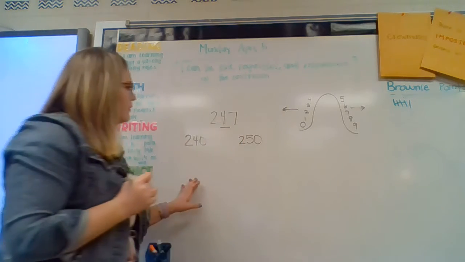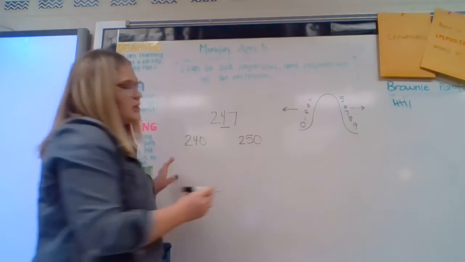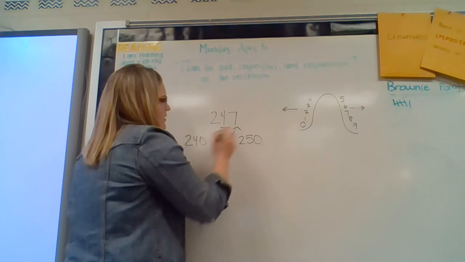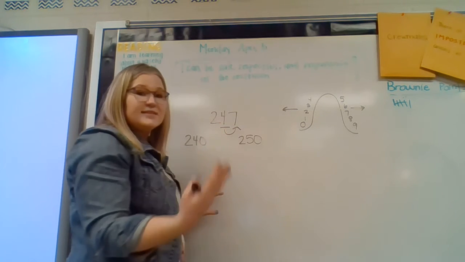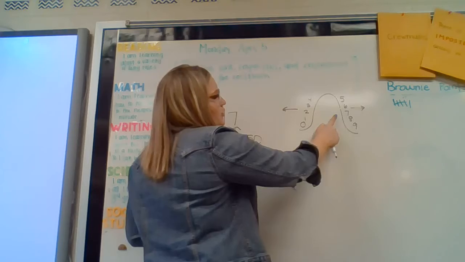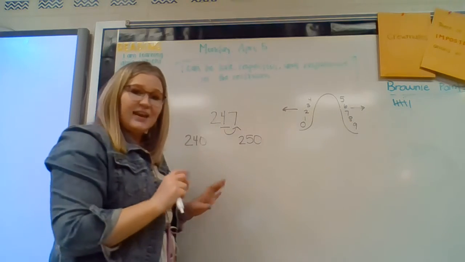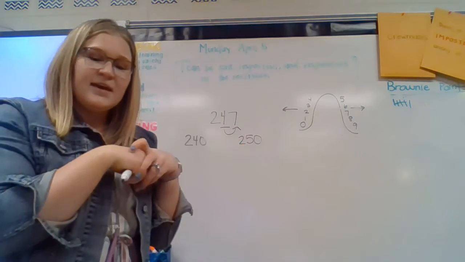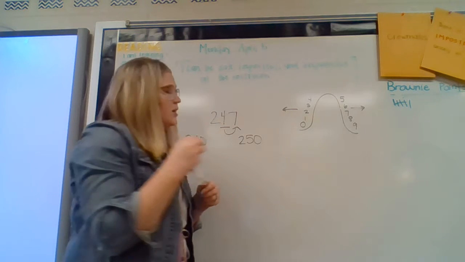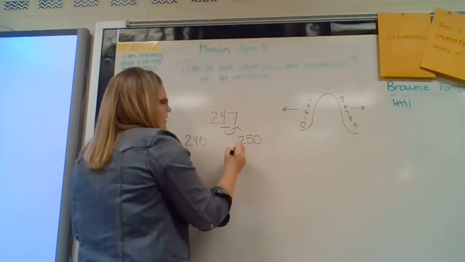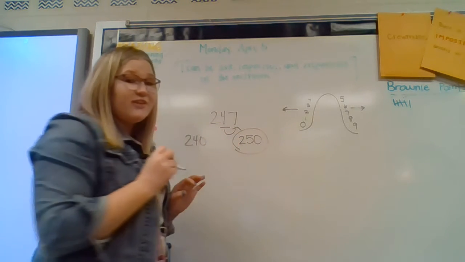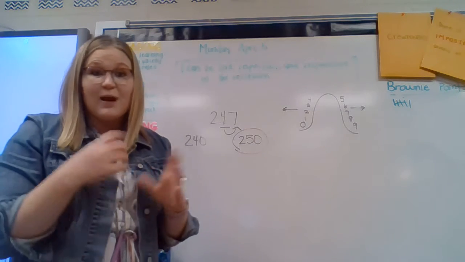So we will look at the tens place, and we're going to look to the number to the right. We see that number is 7. Over here, we can tell that it moves to the next 10. It's closer to that next 10 than it is to the 10 before it. So this would tell us that we would go to 250 as the rounding.